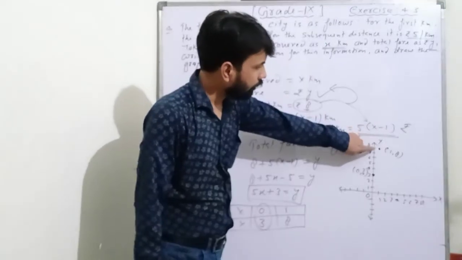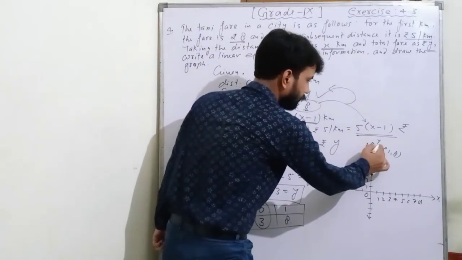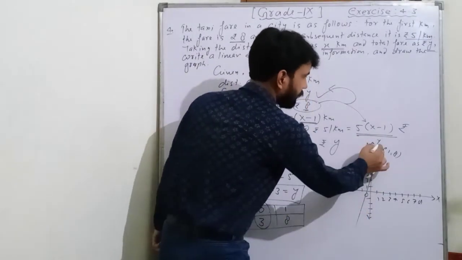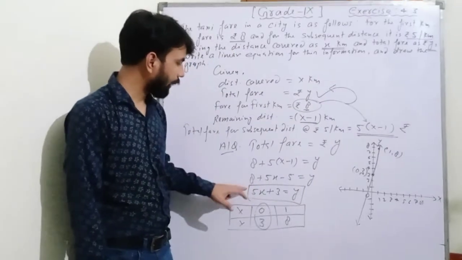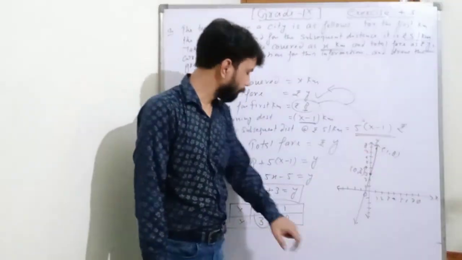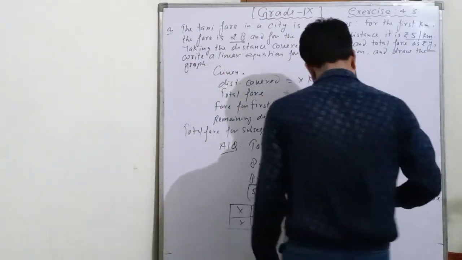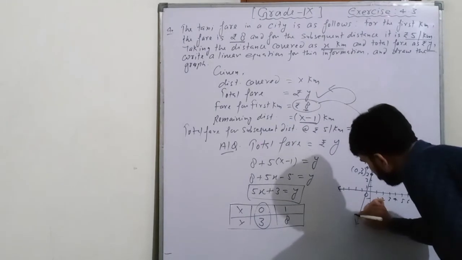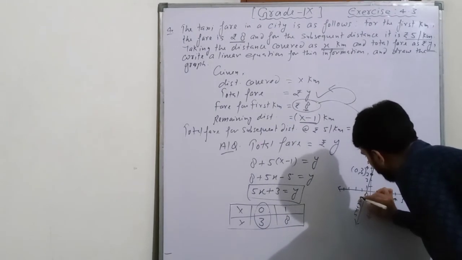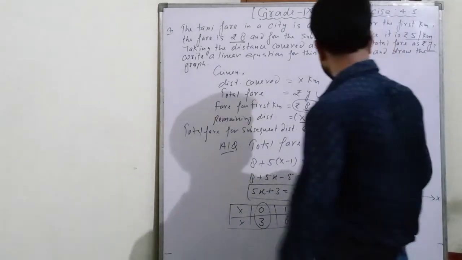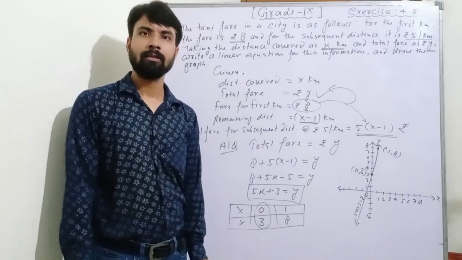Now we will join these two points with the help of scale, like this. Clear? Now we will have to write this linear equation on this line, 5x plus 3 equal to y. So I am writing here 5x plus 3 equal to y. So this is the graph for this linear equation. Hope it is clear. Good.